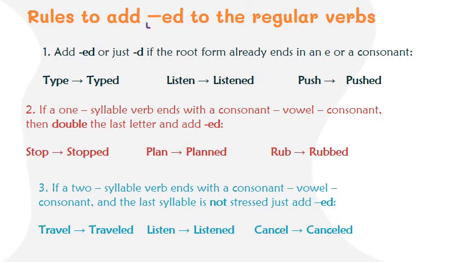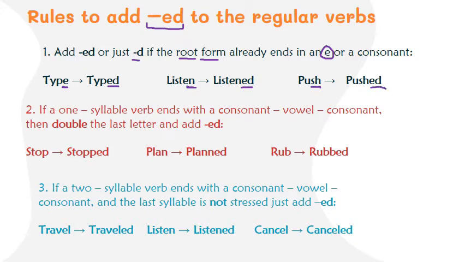Now, there are rules, as we said, to add the ed. For example, if the root, meaning the base form, already ends in an e or a consonant, I add ed or just d. If I have type, it ends with e, so I only add d. Listen ends with a consonant, so I add ed as usual. Push ends with a consonant sound, so I only add ed.